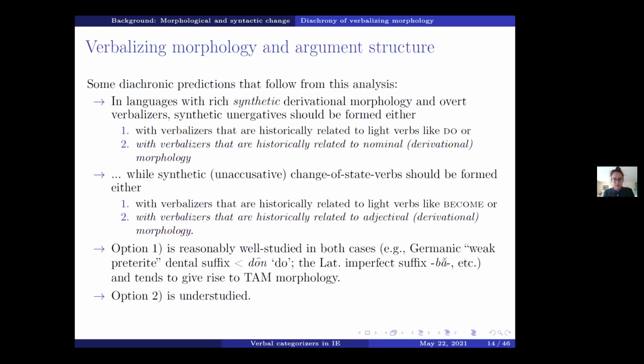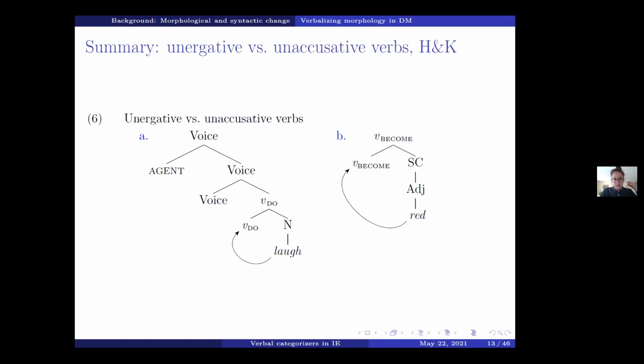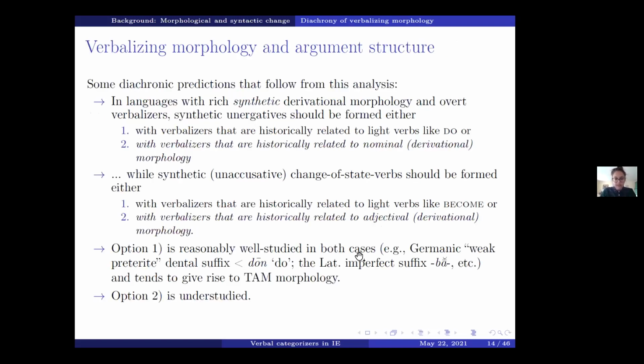verbs like do, like we just saw in Basque and Tanoan, or with verbalizers that are historically related to nominal morphology. And this follows if we take this approach seriously and say, okay, an unergative is really a noun that has incorporated into something higher. So then we actually expect some remnants of nominal morphology to surface occasionally. And the same for unaccusative change of state verbs. This should be formed either with verbalizers that are historically related to light verbs like become, or with verbalizers that are related to adjectival derivational morphology, again, because we're assuming that the adjective incorporates into the selecting projection.